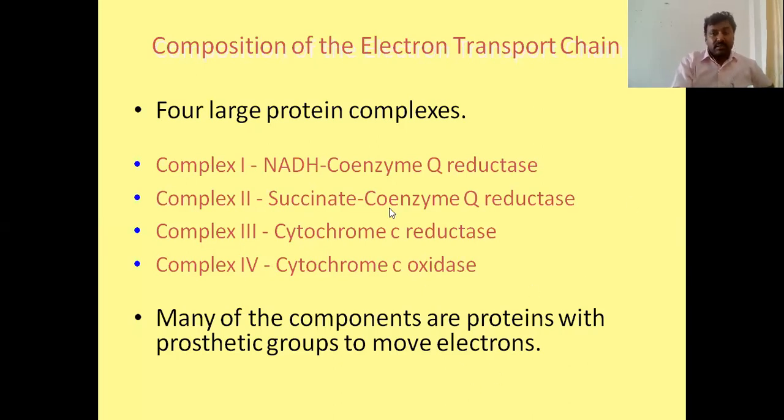So what you studied and what I discussed in complex 1, complex 2, complex 3 and complex 4: complex 1, NADH coenzyme Q reductase; complex 2, succinate coenzyme Q reductase; complex 3, cytochrome reductase; complex 4, cytochrome oxidase. Why is it called cytochrome C oxidase? Because here cytochrome C loses the electrons and they are added to the oxygen molecules. Many of the components are proteins with prosthetic groups to move electrons.